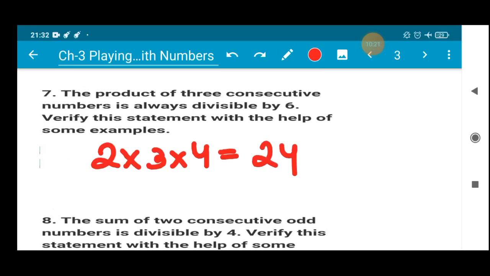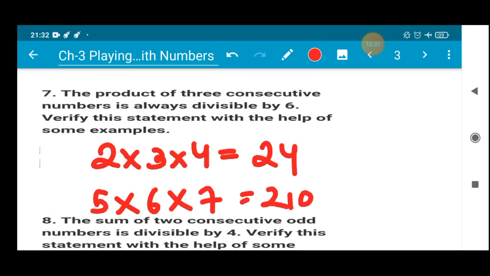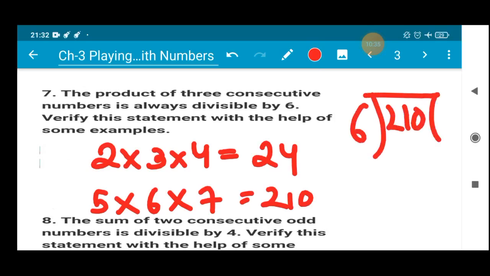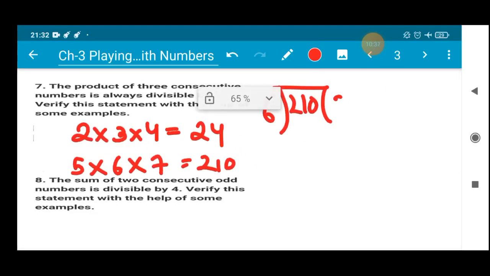So if you take any numbers, say 5, then 6, then 7. 5 6s are 30. 30 into 7 is 210. Is this 210 divisible by 6? Let's check it out. 6 3s are 18.